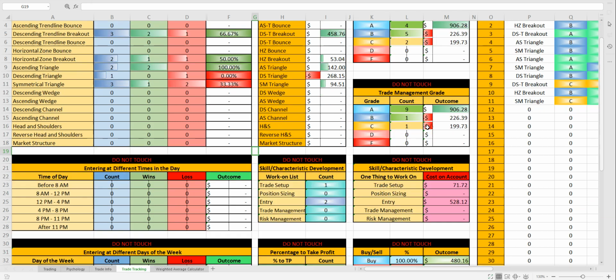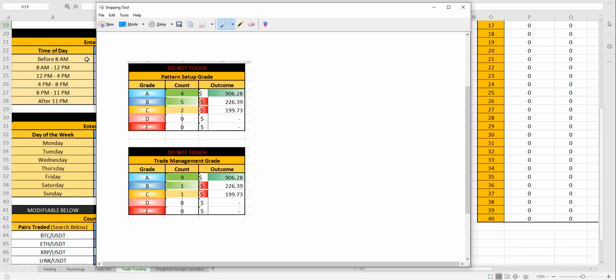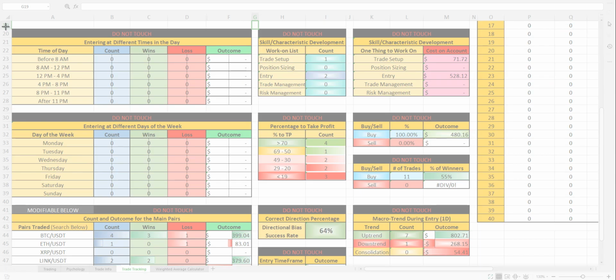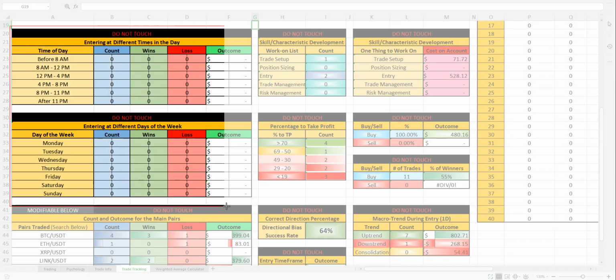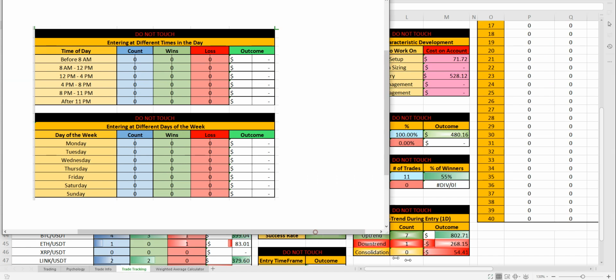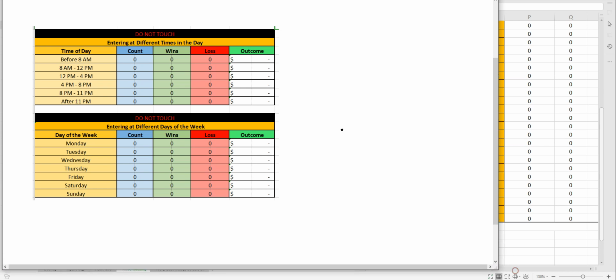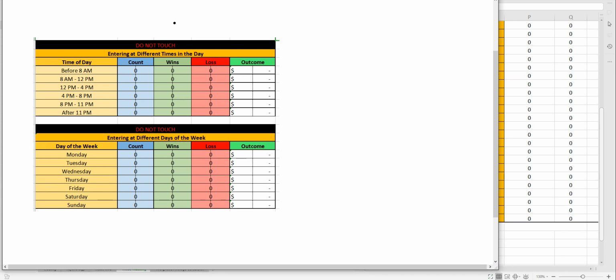Next one, let's move down here. I know there's definitely quite a bit of information, but bear with us. If you actually fill out the initial stuff that we talked about, this will be so important and so useful, I can promise you. The next one is going to be the different times of day, which is this one, and the different days of the week.